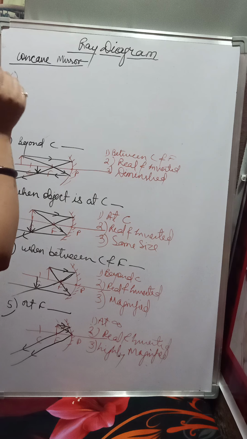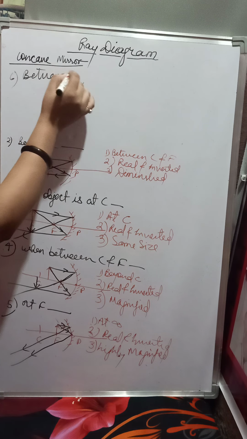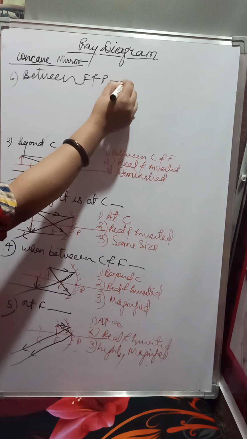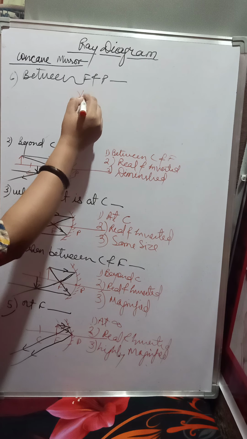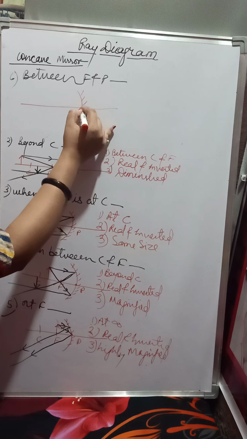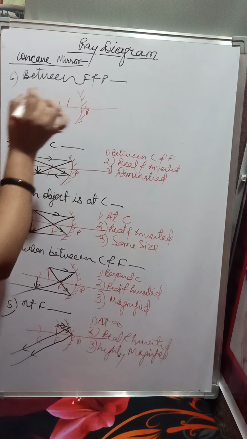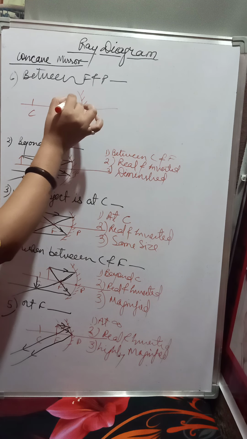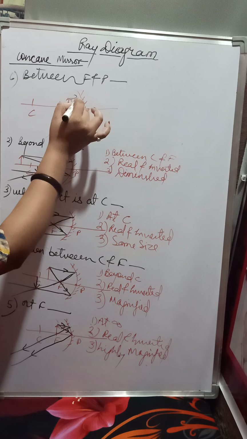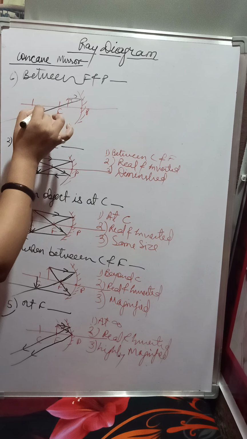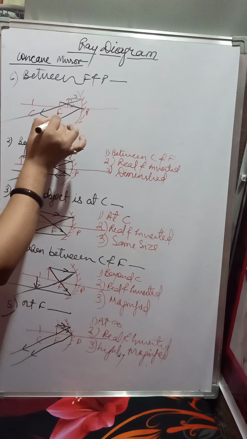Sixth condition, when the object is placed between F and P, focus and pole, this is the mirror, pole, focus, center of curvature. When the object is placed between F and P, then the first light ray is parallel to the principal axis. After reflection, it will pass through the focus. The second light ray is incident at the pole, so it will make the same angle.